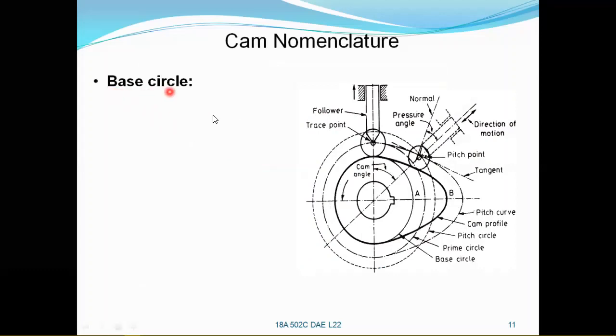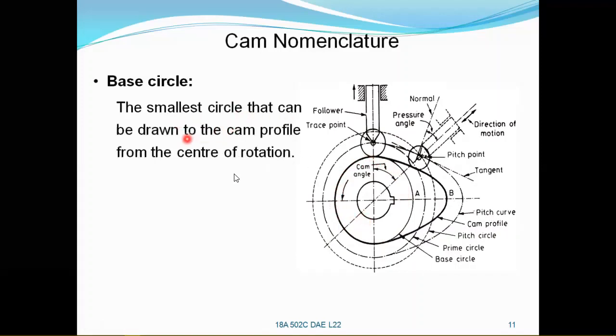So let us define one by one term of nomenclature. So base circle. This is the base circle. It is the smallest circle that can be drawn to the cam profile. That means this is the profile, and for this profile, this will be the smallest circle, which is the small radius, this much of radius.